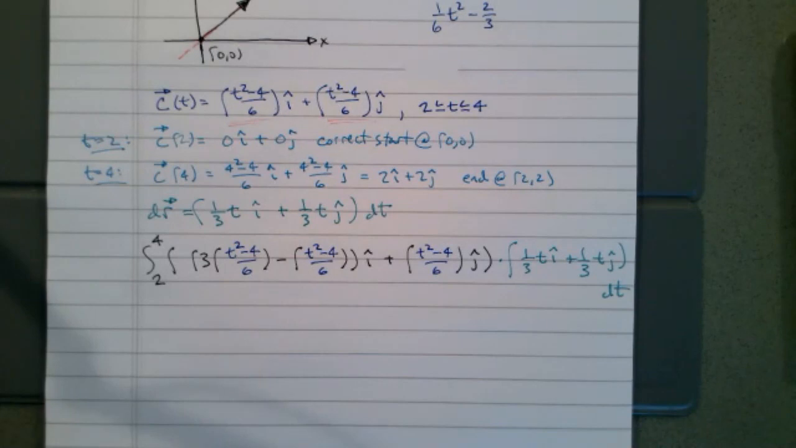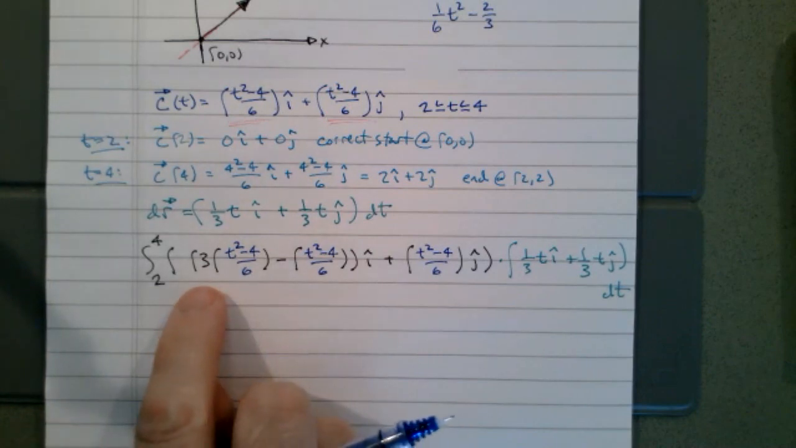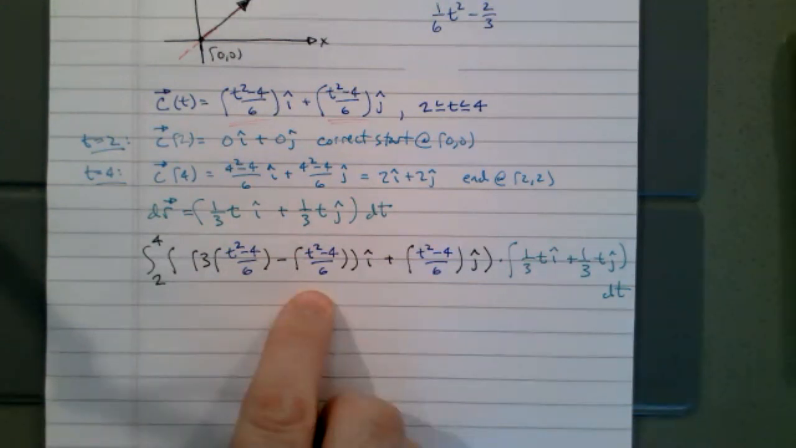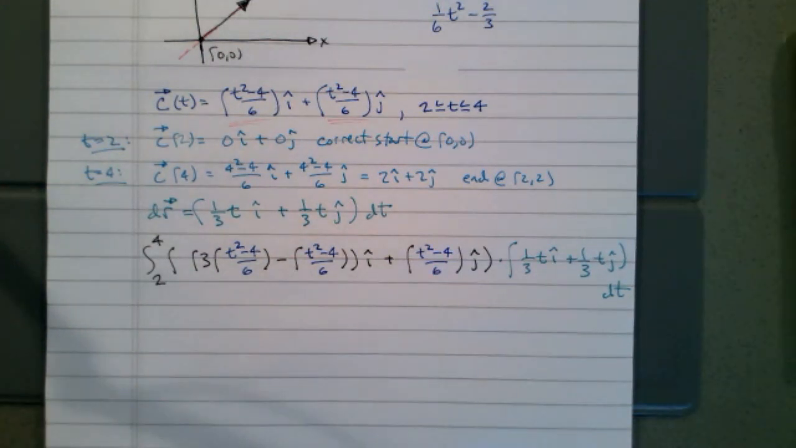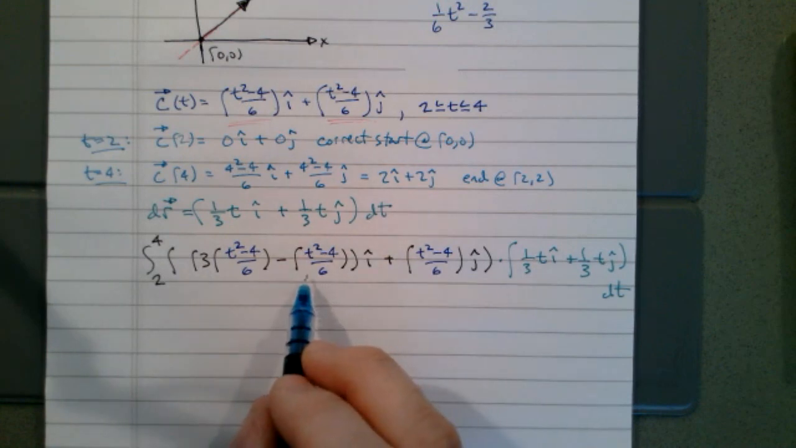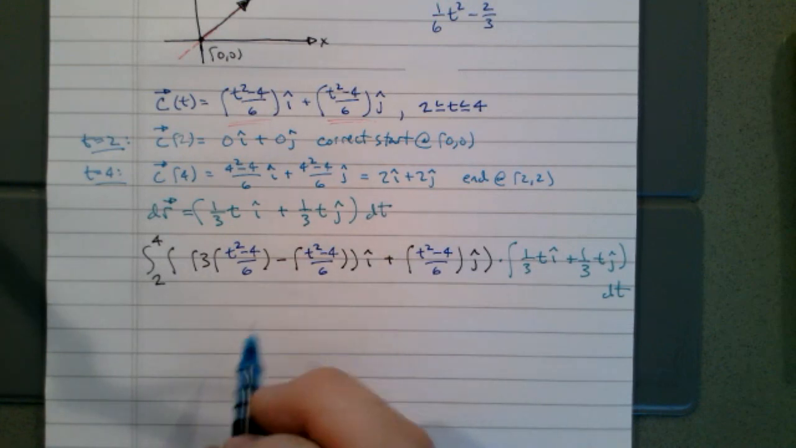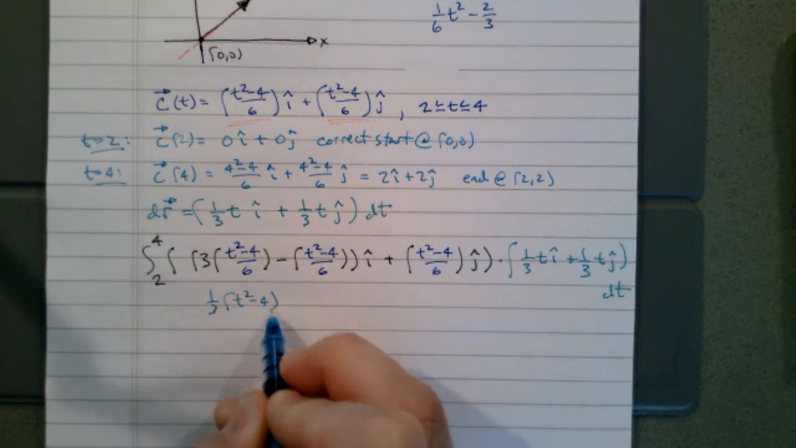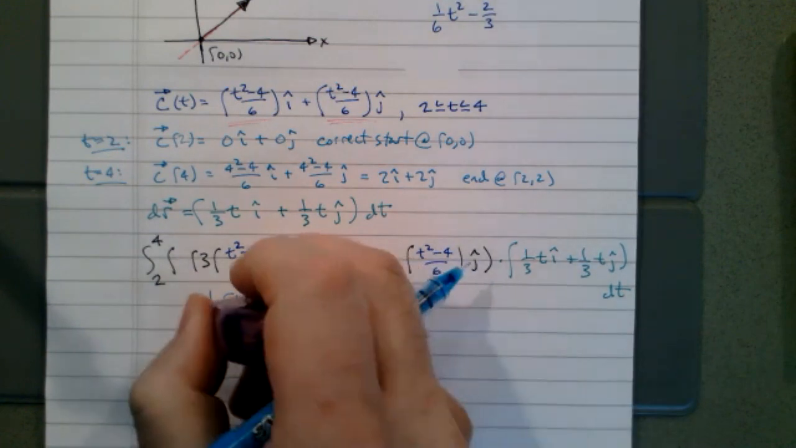What we need to do is simplify all this craziness. Over here, we've got 3 of these things minus 1 of these things, so we've got 2 of these things. So really what we're looking at, the i component here is, let's see, 3 minus 1 is 2, divided by 6 is 1/3, so we've got 1/3 of t squared minus 4 times i.